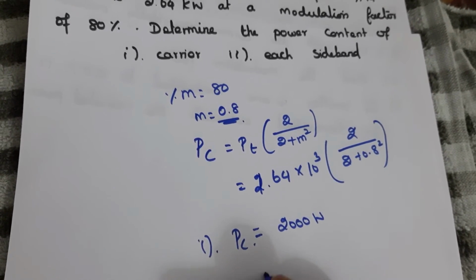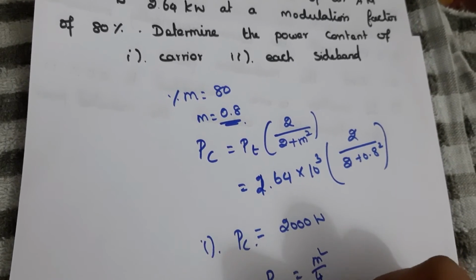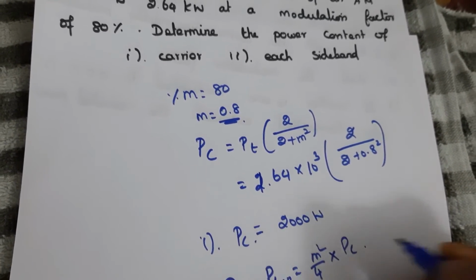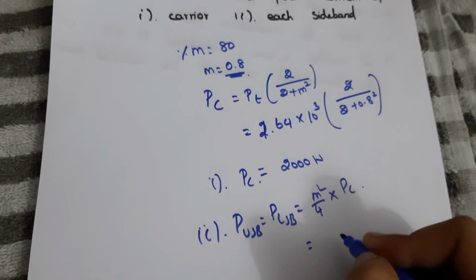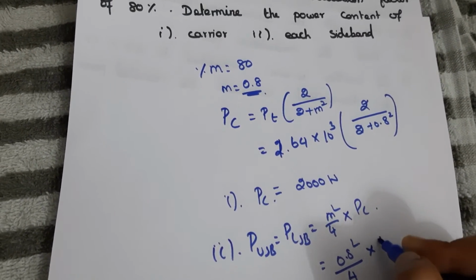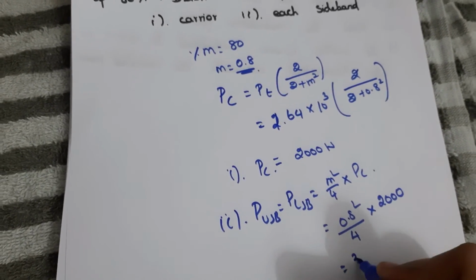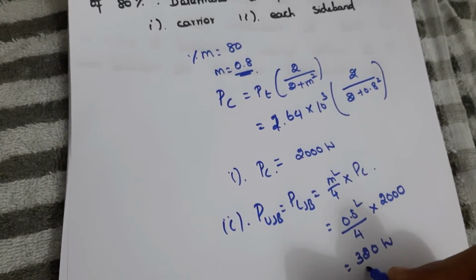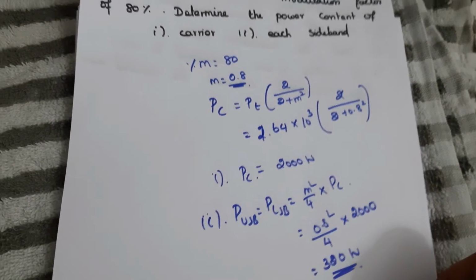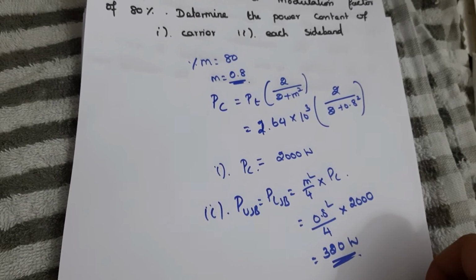So now we find the first part, the power content of carrier, and each band similarly. USB is equal to LSB, and here we have the same equation, that is m square by 4 into PC. So here m square value is 0.8 square divided by 4 into PC value is 2000, and solving this we will get 320 watt. So this is the second part answer, the power content of each sideband.